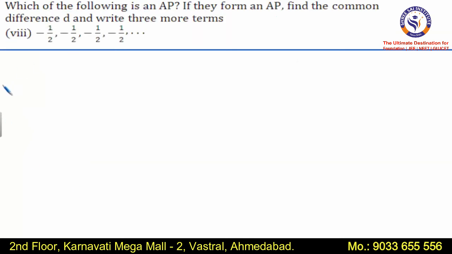In this question we have to find whether the given list of numbers form an AP, and if they form an AP we have to find the common difference d and write three more terms of the given list of numbers. Let's begin with the solution.